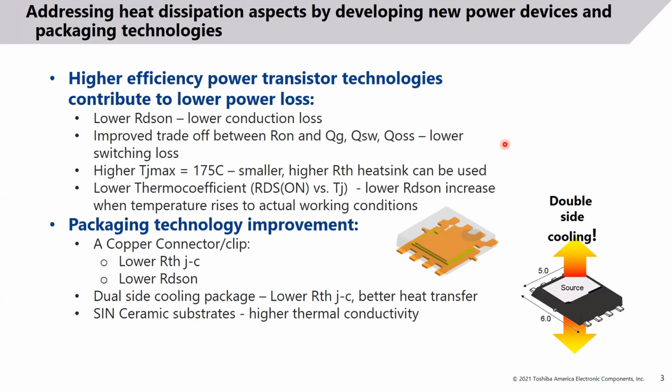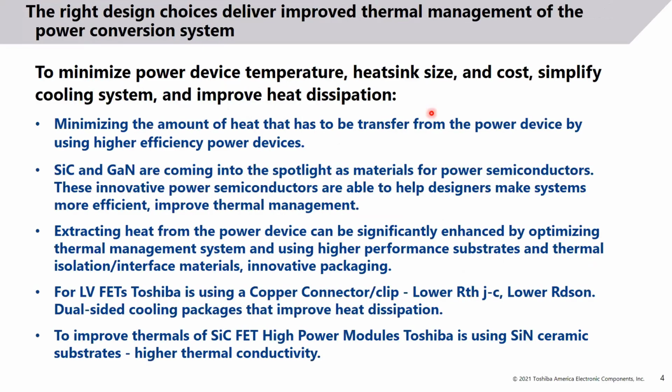Packaging technology improvement: we're not only focusing on the semiconductor improvement by itself, but also on packaging technology. We're using a copper connector, copper clip. It gives lower RTH junction to case. It also contributes to lower RDS(on). Dual side cooling packages again give lower RTH and better heat transfer. For our high power modules, we're using silicon carbide and silicon nitride ceramic substrates, which give higher thermal conductivity. So the right design choices deliver improved thermal management of the power conversion system.